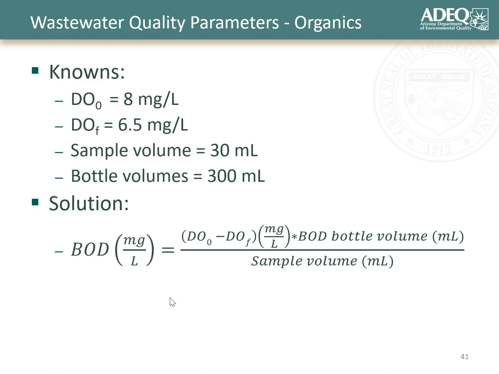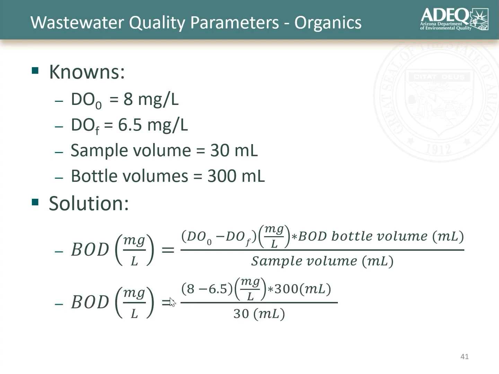Let's define our knowns. The DO initial is 8 milligrams per liter. The DO final is 6.5 milligrams per liter. The sample volume we added to the BOD bottle was 30 mLs, and the bottle itself is 300 mLs. We take the equation we just mentioned before, then plug in our knowns. We get an answer of 15 milligrams per liter.